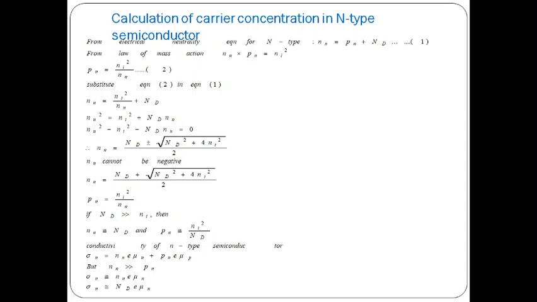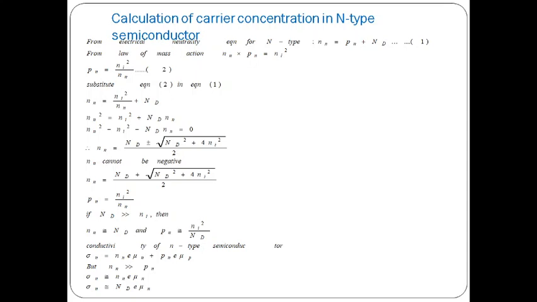From the law of mass action, the product of free electron concentration and hole concentration is always constant. It is always equal to Ni square. From that we have written Nn into Pn equals Ni square. Nn is the concentration of electrons in N-type material. Pn is the concentration of holes in N-type material. So here suffix n indicates the type of the material. From the law of mass action, we can calculate the minority charge carrier concentration when we know the majority charge carrier concentration. So that means Pn equals Ni square by Nn. This is equation number 2.